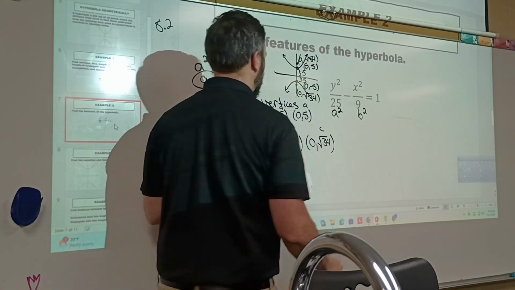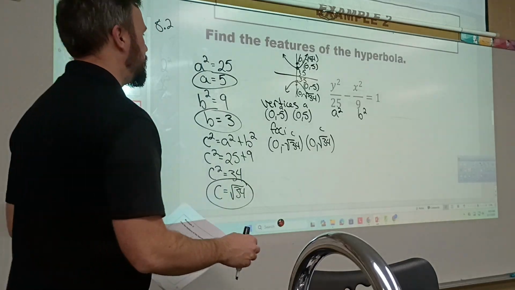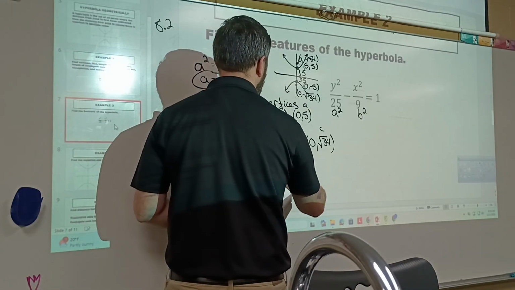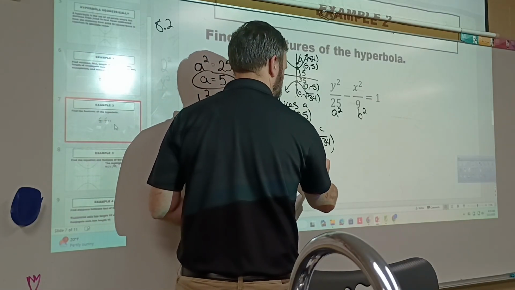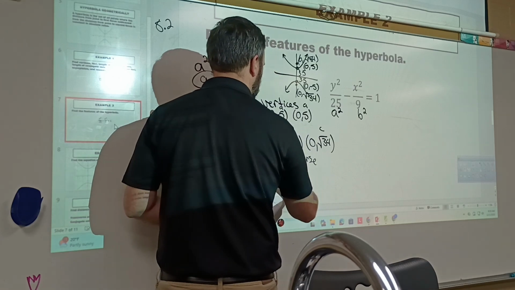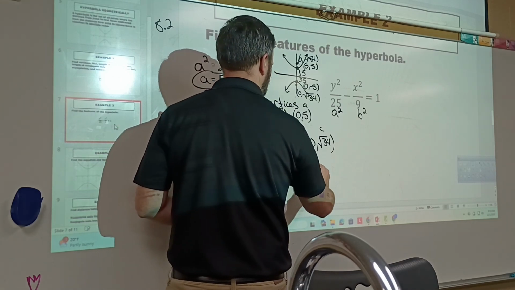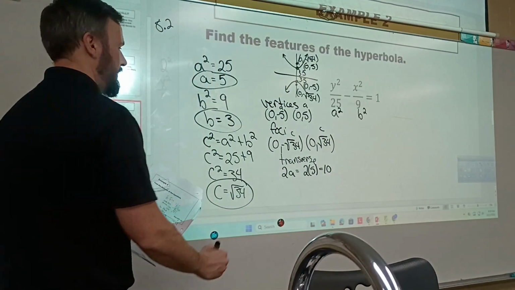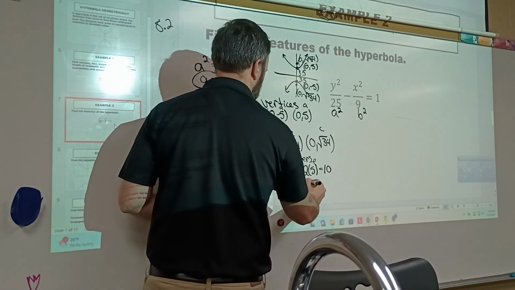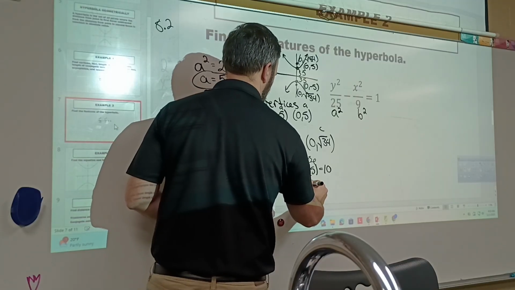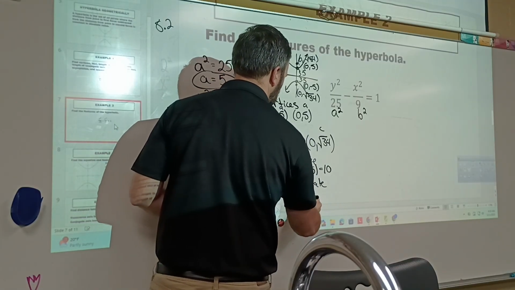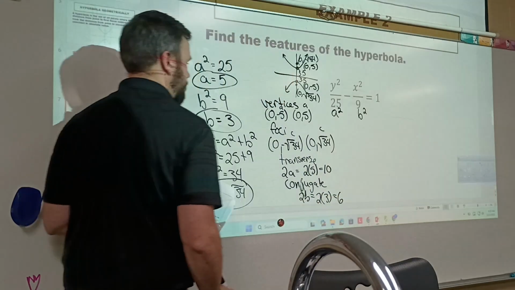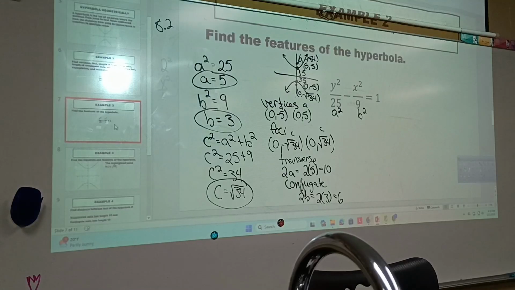A, B, and C for my foci. All right, so now what do I need to find? What's my transverse length? Isn't it 2A? So that's 2 times 5. What's my conjugate? My conjugate is 2 times B, which is 2 times 3, which is 6. All right, any questions on those that we found so far?